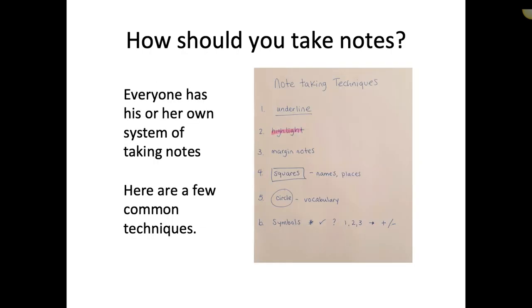So how should you take notes? Well, everyone has his or her own way to do that, but there are a few common techniques. So here are a few common techniques that people use. Underlining, highlighting, you can write notes in the margin or the white space. You can draw squares, circles, and symbols. So you can try them all and find a way that you like.